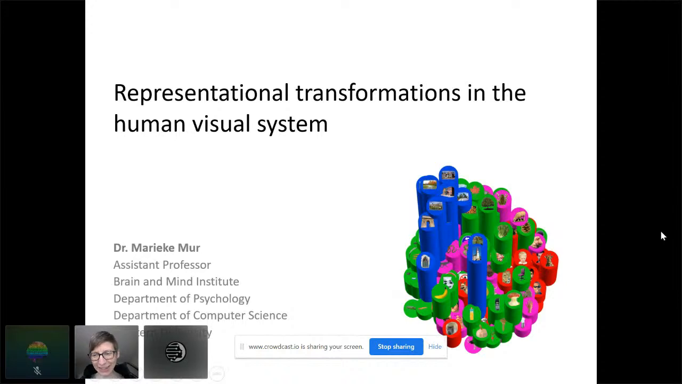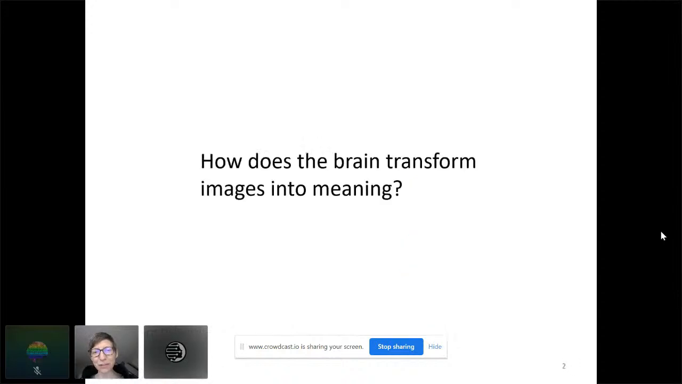Okay, perfect. All right, so let's get started. One of the major questions that my lab aims to address is how the brain transforms images into meaning. While I want to focus on the transformation aspect here, I do want to first provide some background so that we're all on the same page.